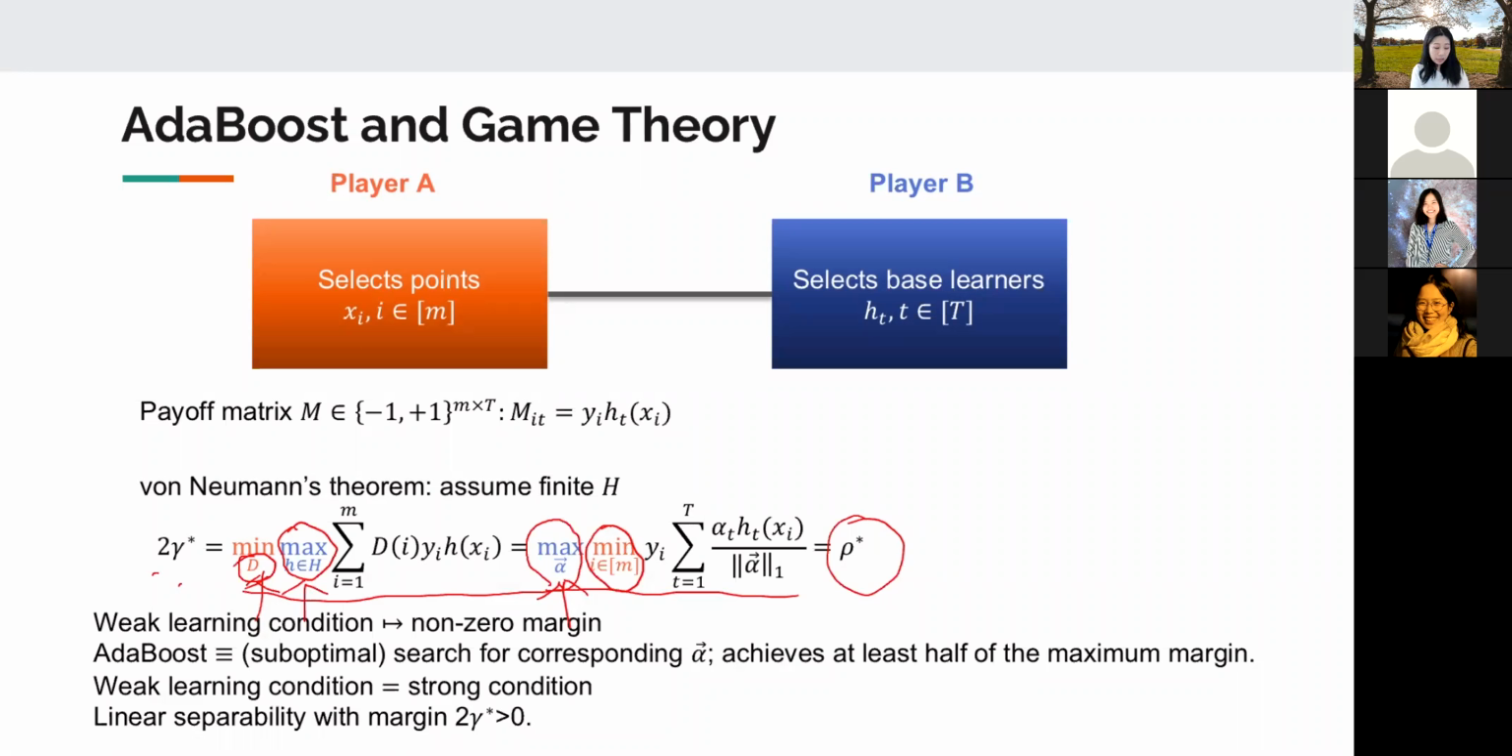So what this tells us is that this weak learning condition is basically a non-zero margin. If you satisfy this weak learning condition, you have a non-zero margin. Essentially, AdaBoost is a suboptimal search of a corresponding distribution alpha that only achieves half of the maximum margin. It is not an optimal solution based on this theorem. Actually, you can use a linear program to do that, which we'll see very briefly afterwards. But more importantly, as I hinted at the beginning of the lecture today, this weak learning condition is rather strong. It says that the data have to be linearly separable with a margin 2 multiplied with gamma star greater than 0.